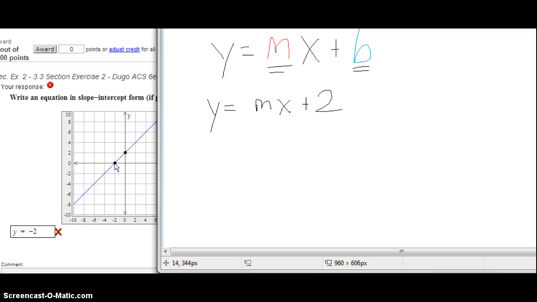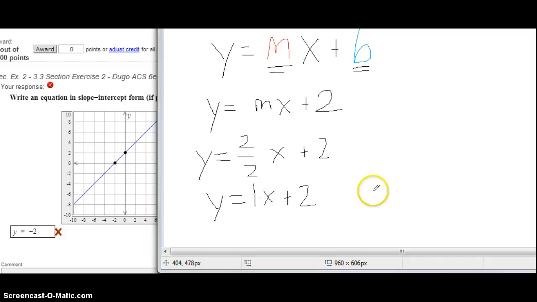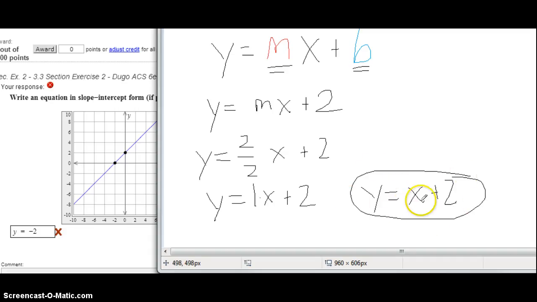Now we need to figure out the slope. We've got 2 points here. The slope is how far up do we go and how far over do we go. From this point we go up 2 and over 2. So the slope is the rise over the run, 2 over 2, and you can reduce that down as a fraction. 2 over 2 reduces down to 1. And you can even write it without the 1, since 1 times x is just going to be x. It's just understood that the slope would be 1 then, because it's 1 times x.